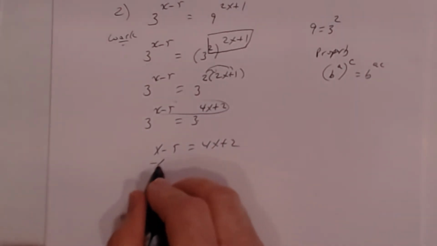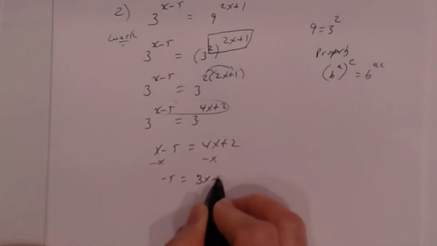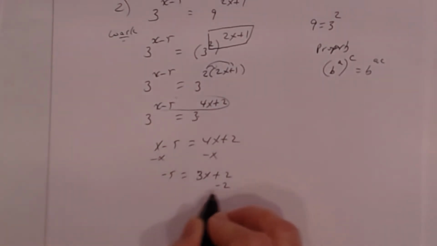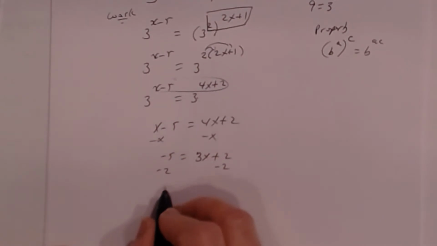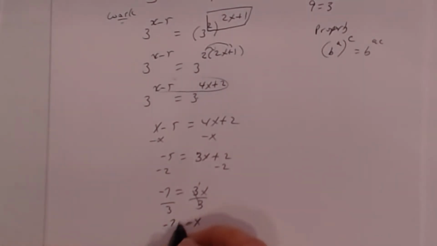So I'm going to subtract x from both sides. So I get negative 1 equals 3x plus 2. Subtract 2 from both sides. Negative 1 and negative 2 is negative 3 equals 3x. Divide both sides by 3. Your solution is negative 1. And that's all you do.